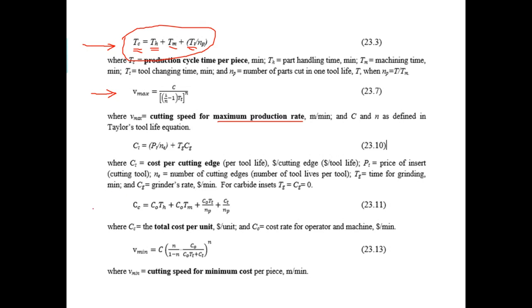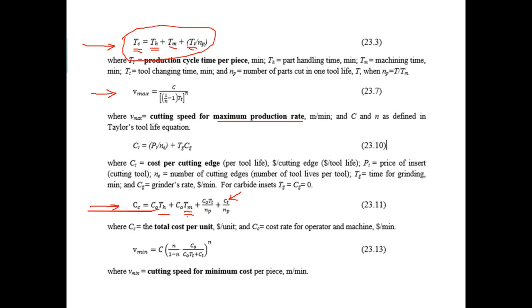So we take another equation out from the equation sheet, and that is this equation. We take equations 23.3 and 23.11 from the equation sheet. In this equation, what we need to have is the wage of the operator, which is CO. We already have that. TM is not given. We need to compute TM, machining time. TH is already given, so TM is not. We've got to compute that one. And also the cost of the cutting tool CT is given.